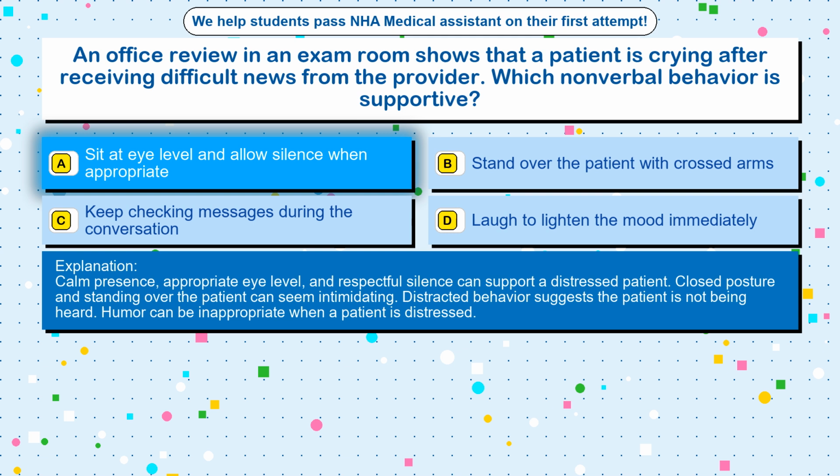Calm presence, appropriate eye level, and respectful silence can support a distressed patient. Closed posture and standing over the patient can seem intimidating. Distracted behavior suggests the patient is not being heard. Humor can be inappropriate when a patient is distressed.